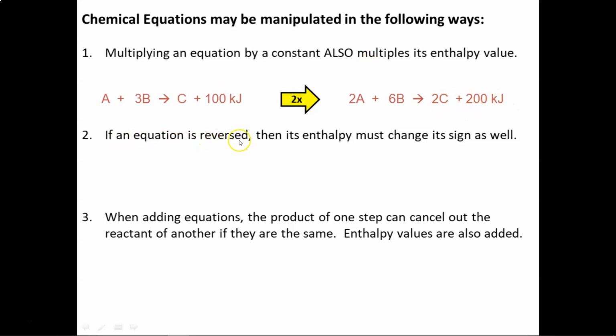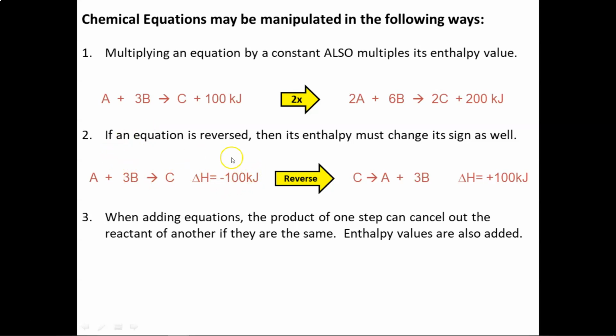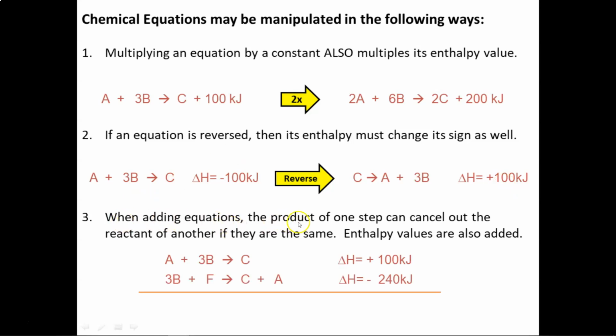If an equation is reversed, then its enthalpy must change its sign as well. So when this reaction moves forward to the right, it's releasing 100 kilojoules of energy. So this is going to be an exothermic reaction. So if going forward is exothermic, then going in reverse must be endothermic. It absorbs energy. So we have negative 100 kilojoules being lost by the reaction in this direction. But if we go in the reverse direction, it's going to be absorbing energy instead. So positive 100 kilojoules.